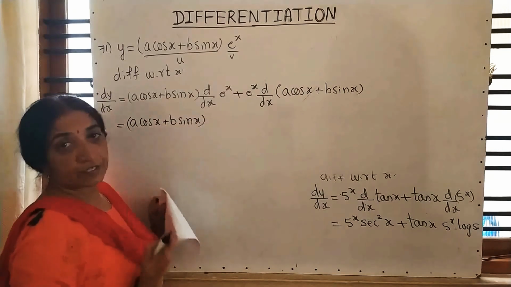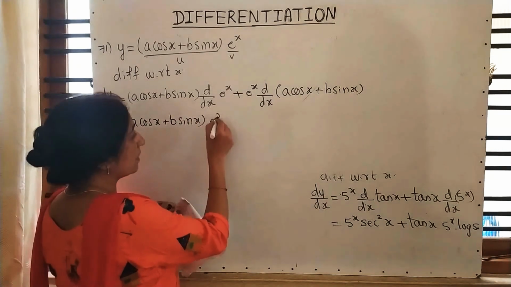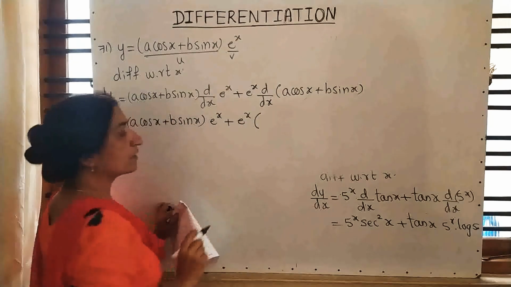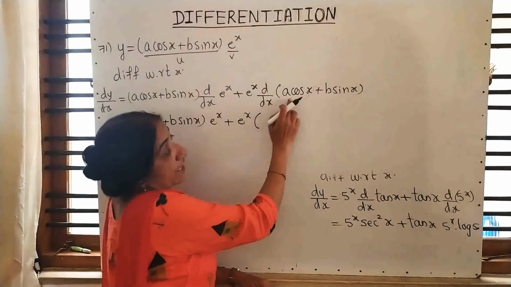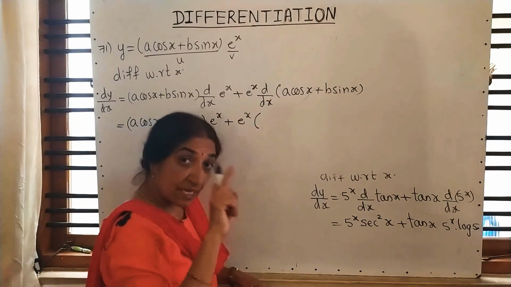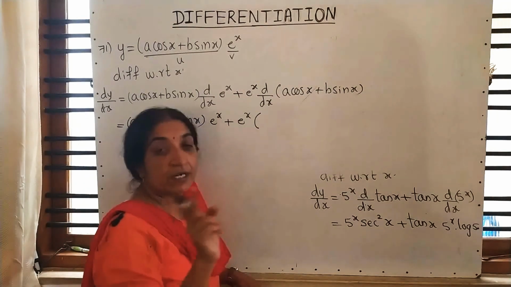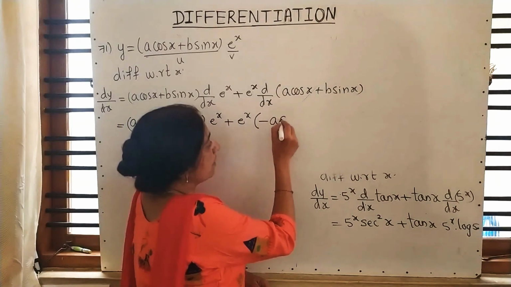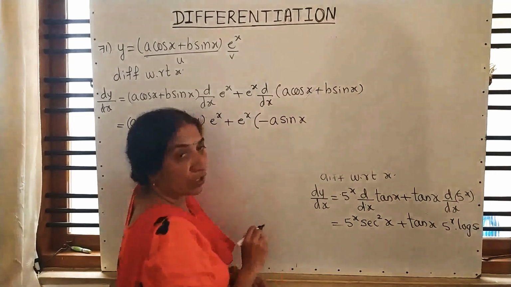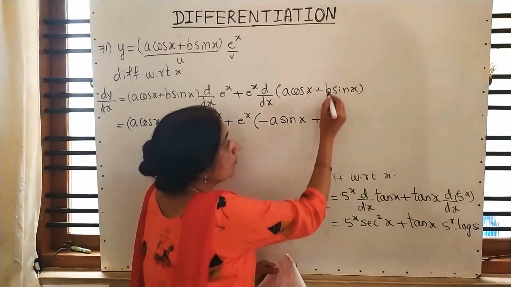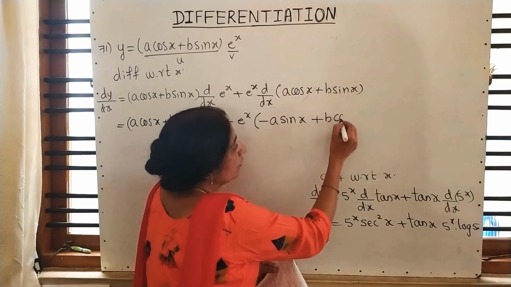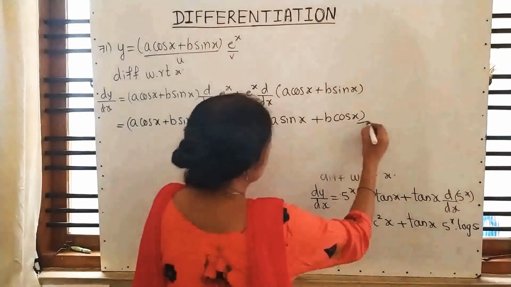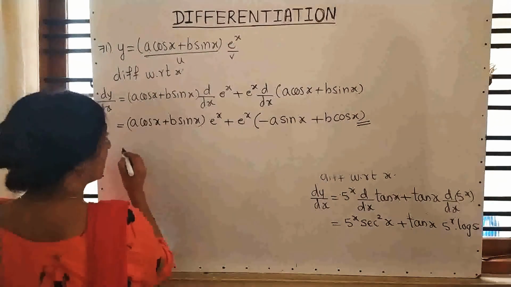What is the differentiation of e raised to x? E raised to x. This is before differentiation. Yes. See students, here it is interesting. A cos x, a is a constant. Differentiation of cos x is minus sin x, so you can write minus a sin x. Correct or what? Plus b as it is, differentiation of sin x is cos x. If you want, you can stop it here only, or you can take e raised to x common.